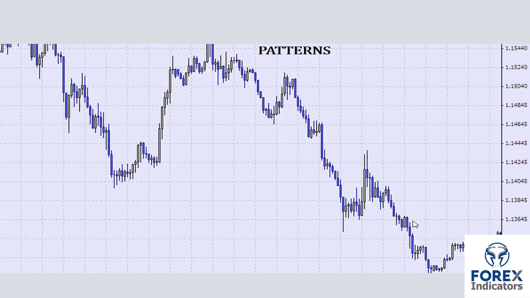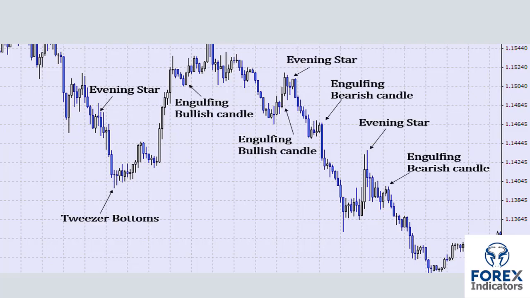Now pause this video for a while and try to identify the candlestick patterns on this chart. Now, did you identify these patterns? Did you get this tweezer bottom here? Did you get this engulfing bullish candle here? So, several candlestick patterns on this chart.